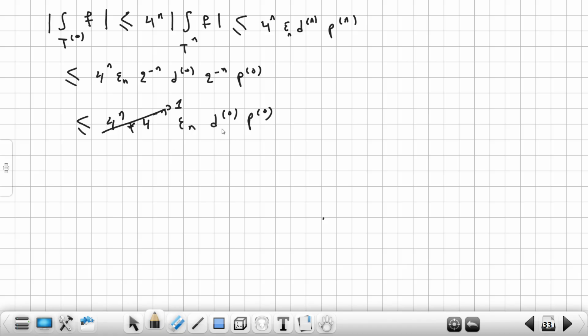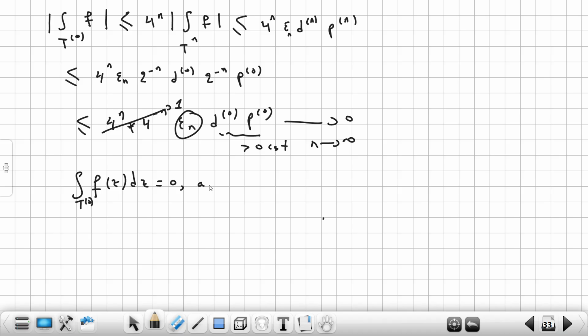This term here is equal to 1. This term is a positive constant, and this term tends to 0 as n tends to infinity. So finally we obtain that the modulus of the integral over t0 of f is equal to 0, and the integral finally over t0, the initial triangle, of f z dz is equal to 0, as desired. This is Goursat's theorem. Very important theorem. We'll see many applications later on.